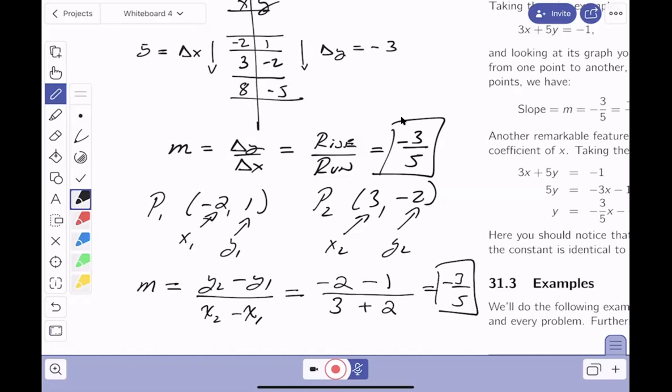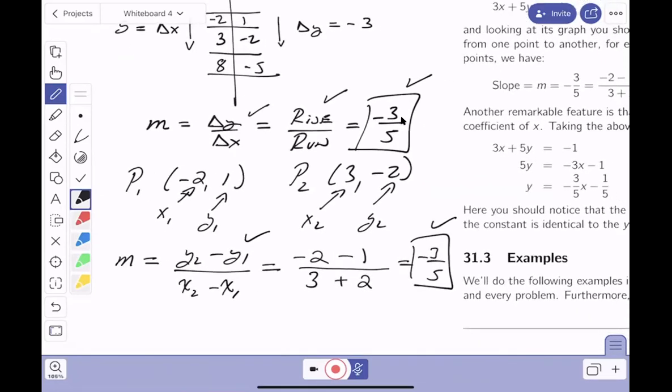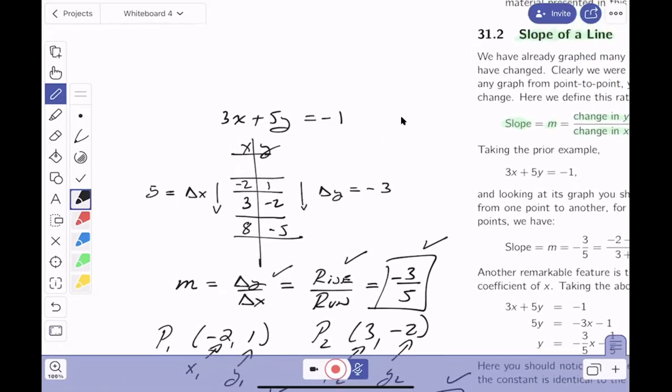Okay, let's go through this again. Conceptual, formula. Do we get the same answer? Of course we do. That's the slope of the line. There's another way of getting it. And it's kind of like my favorite way. I'm going to talk about my favorite way of getting it.